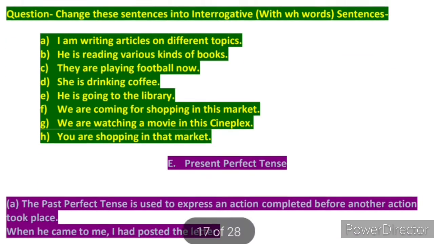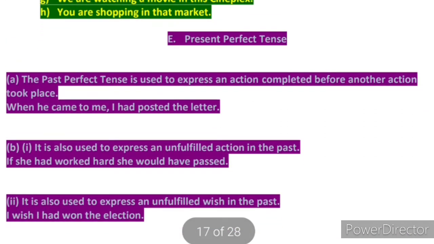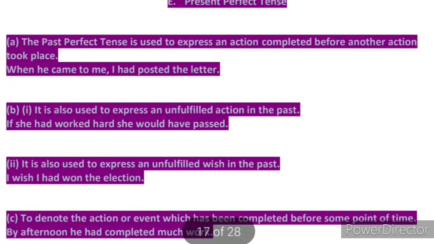Question mark. Now next is past perfect tense. So why we use it? The past perfect tense is used to express an action completed before another action. Sorry, by mistake I have written here present and it will be past perfect tense. So past perfect tense is used to express an action completed before another action took place. For example, when he came to me, I had posted the letter.